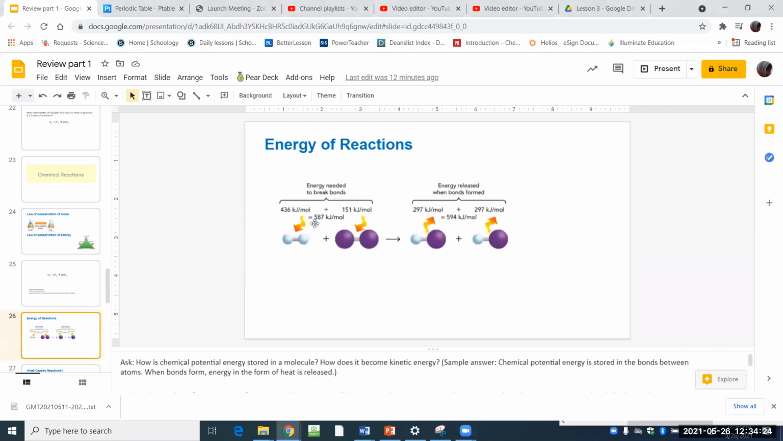So in terms of energy of the reaction, energy is usually added to break bonds. And then when bonds are formed, energy is usually released. I don't want to say that happens all the time, but most of the time this is what happens. So energy is added to break the bonds, and then energy is released once those bonds are formed.